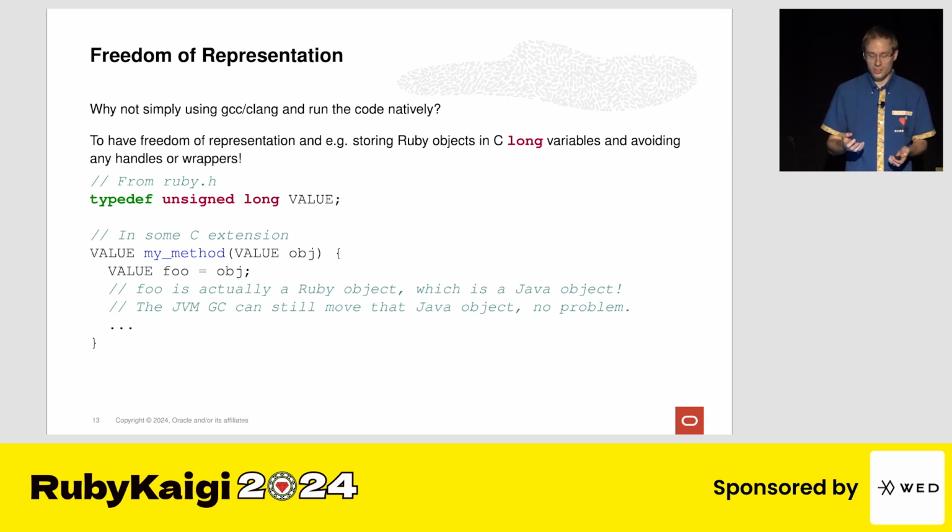Both of these, normally in C, would just be a long, so just 64 bits in memory. But actually, when Sulong interprets this, it has an object field or an object variable to store these things. So we can pass a Ruby object directly into it. We don't need to transform it into an integer.